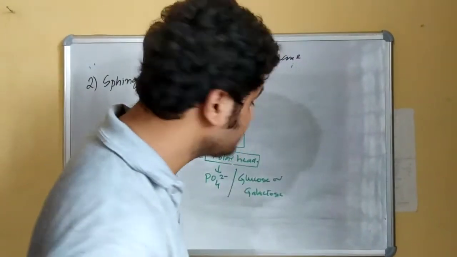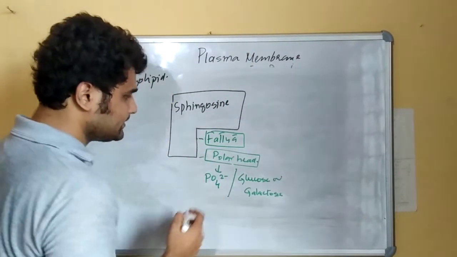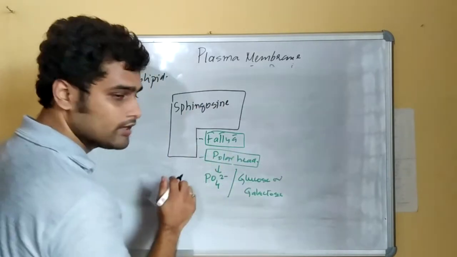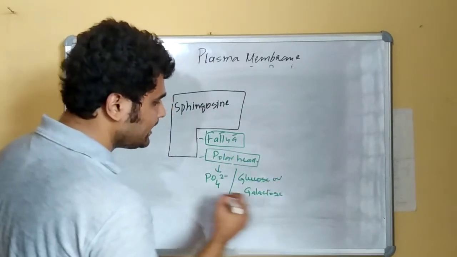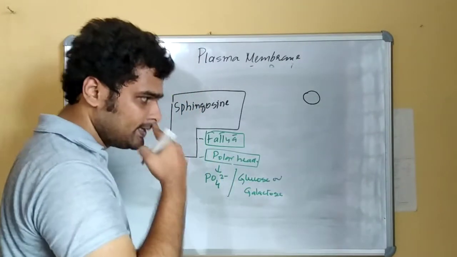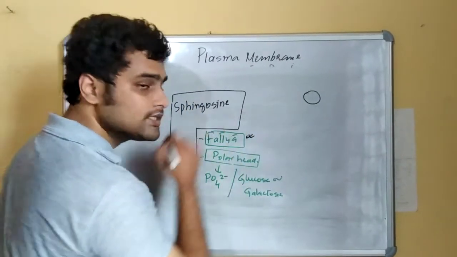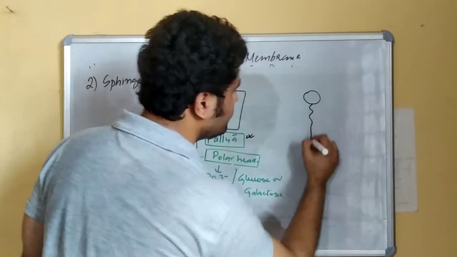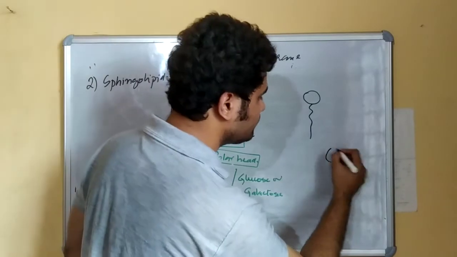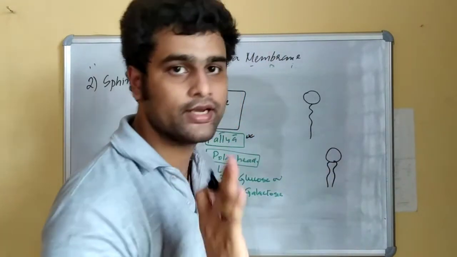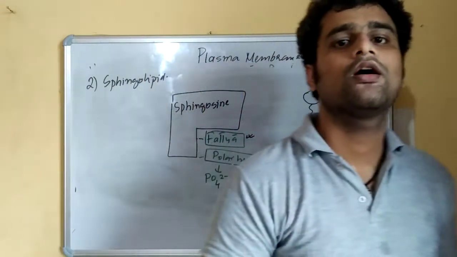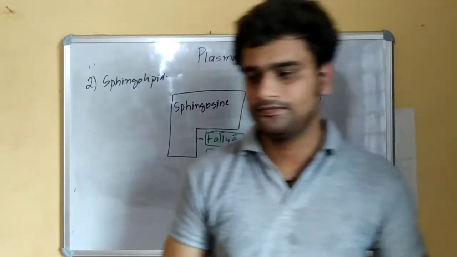So when we draw sphingosine, actually the head region is this backbone along with the polar head, right? So this entire thing is the head. So I'm going to draw the head here, right? And the tail is just one single fatty acid. So the tail will be simply one, right? In glycerophospholipid, we drew two tails because there were two fatty acids. But in case of sphingolipid, there's simply one fatty acid.